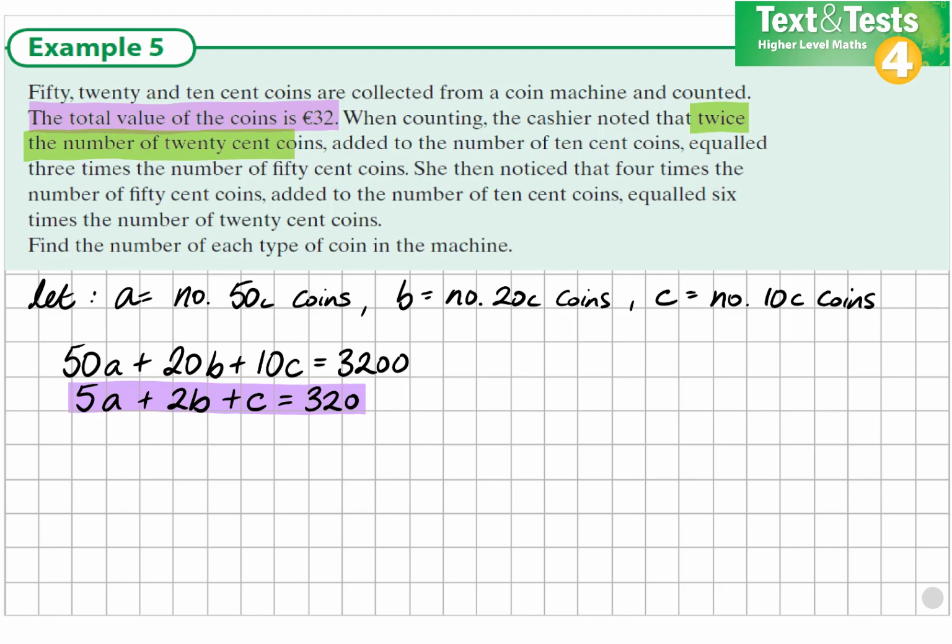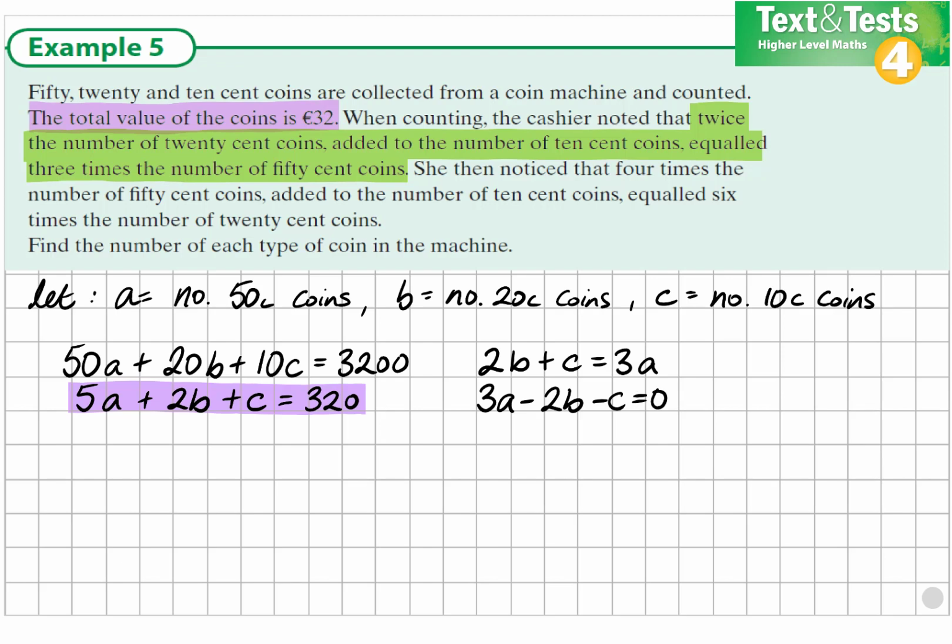We also know that twice the number of 20-cent coins added to the number of 10-cent coins equals 3 times the number of 50-cent coins. So twice the 20-cent coins, that will be 2B, added to the 10-cent coin number, that's plus C, equals 3 times the number of 50-cent coins, 3 times A. And just manipulating this formula, if I take 2B and take C from both sides, I have 3A minus 2B minus C is equal to 0. That's our second equation.